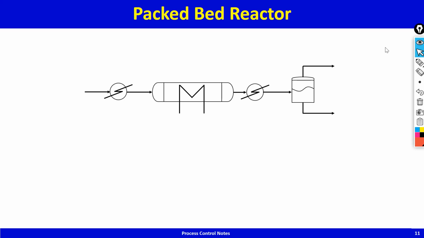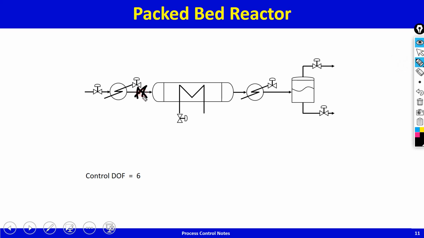So let's see how many control valves we've got. Okay, so we've got 1, 2, 3, 4, 5, 6 control valves. Somebody may ask, why do we not have a valve here, here, and here? We don't have a valve here, here, and here because it is flow through a pipe.